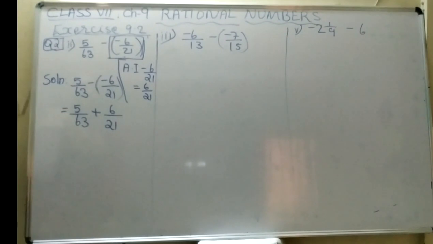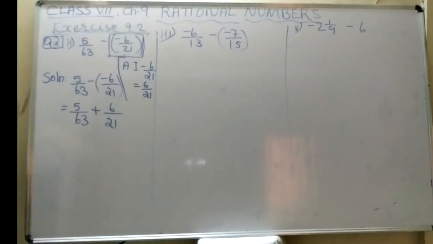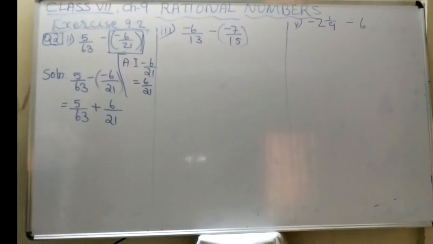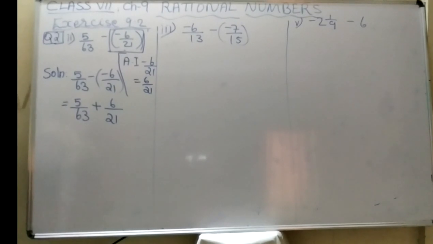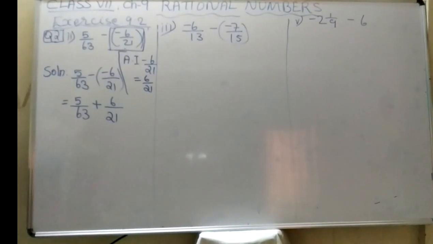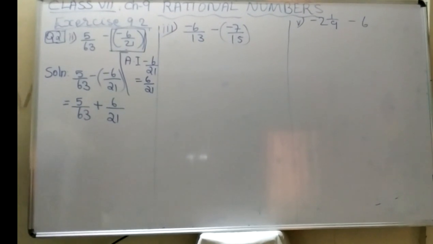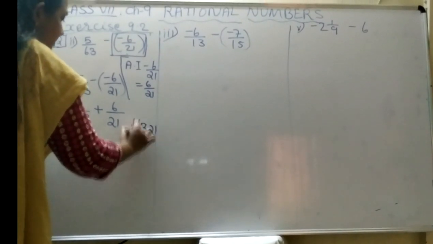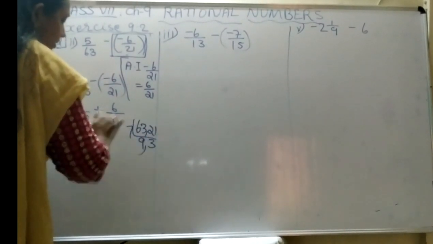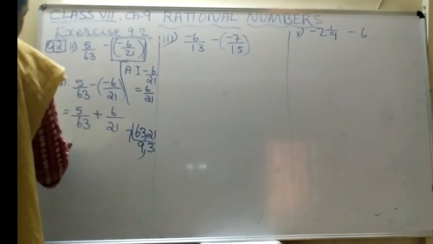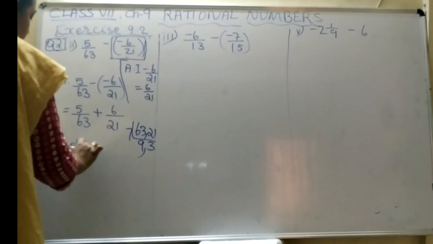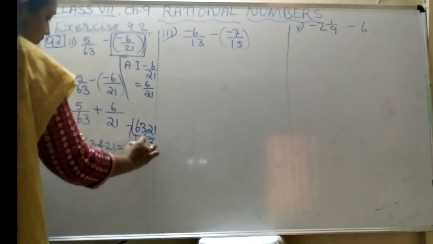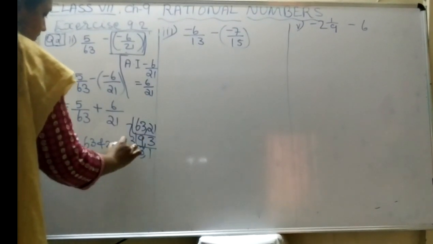Now the two rational numbers both are having positive sign. We can add them. The denominators are different, so we can make the denominator equal by finding the LCM. So LCM of 63 and 21 is 63. We can find the LCM. So LCM of 63 and 21 equal to 63.